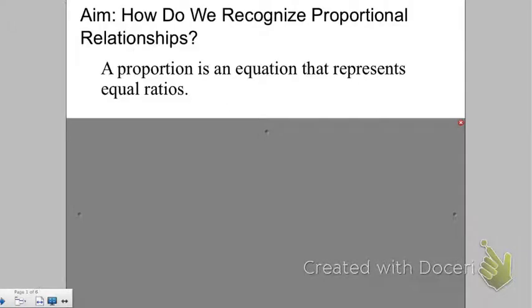Today's lesson is on how do we recognize proportional relationships. Proportion is an equation that represents equal ratios. Take a second to copy that down.